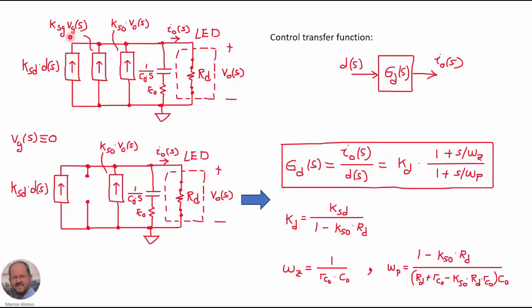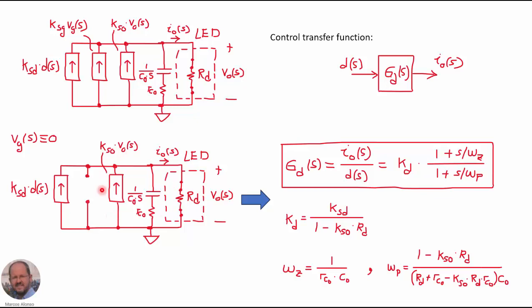We have substituted the current source by the three different current sources corresponding to the three perturbations: the duty cycle, the input voltage and the output voltage. And now we are interested in the control transfer function, so it's the duty cycle at the input and the output current at the output. So what we have to do is to make zero the perturbations coming from the input voltage. For this we get rid of this current source here, and then we have our model to obtain the transfer function GD.